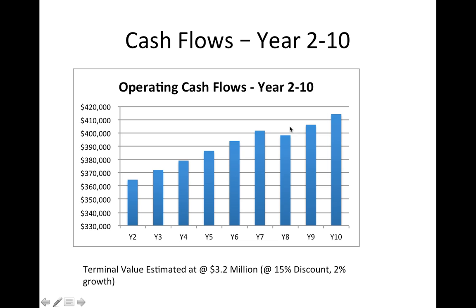Now, I also took the year 10 value and calculated a terminal value. I estimated that at $3.2 million. And that's based on a 15% discount rate, 2% growth rate. And so we're just doing the value of a growing perpetuity. And that's what its value is if we were to sell the business at the end of year 10 and say, what would you give us for the business? So think of it as this is what the business could be sold for if we're standing in year 10 and selling it to somebody who's selling it going forward. That's just a rough estimate of that. And for valuation purposes, we want to keep that in mind as part of our overall valuation.